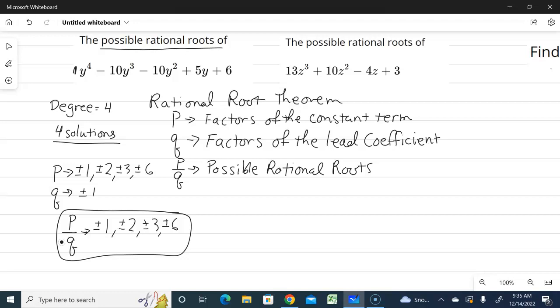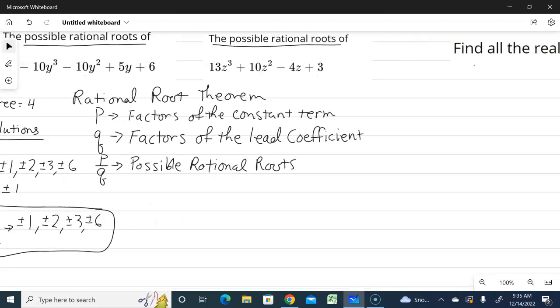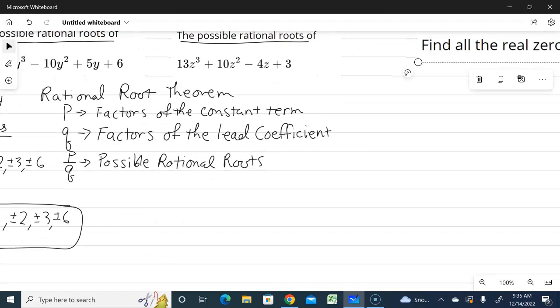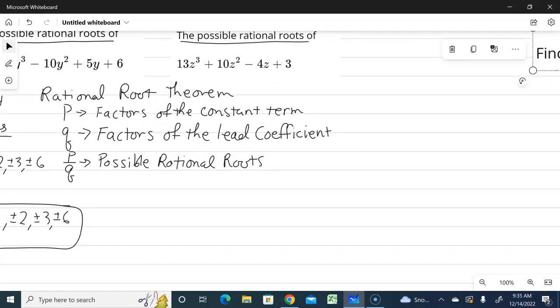Let's go to this next one. Possible rational roots of that expression. I'm going to slide some things over a little bit here, give myself some more room. There we go. So here we go. We're going to do this again. I'll just come off to the side here. Figure out what the p-values are. p comes from the constant term. So factors of 3 are 1 and 3. Nice. q comes from the lead coefficient. Factors of 13, 1 and 13.